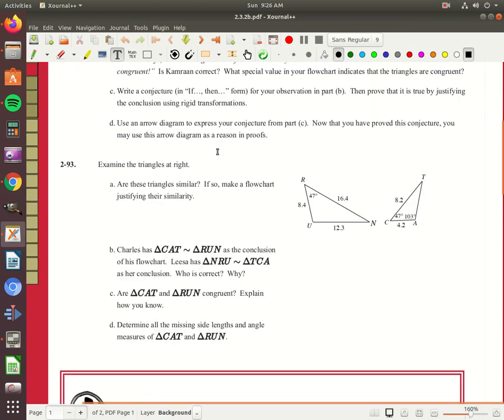All right, so there's a lot going on in problem 293. It says, first of all, are these triangles similar? If so, make a flowchart. Or I guess we could make a proof if we wanted to.